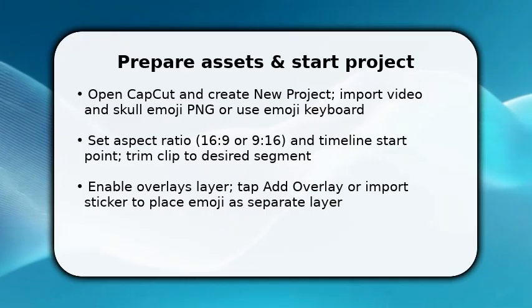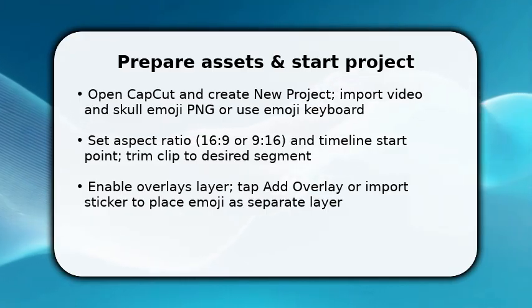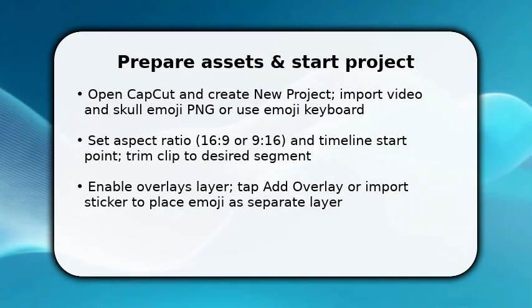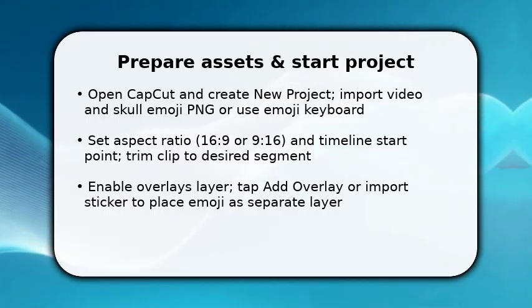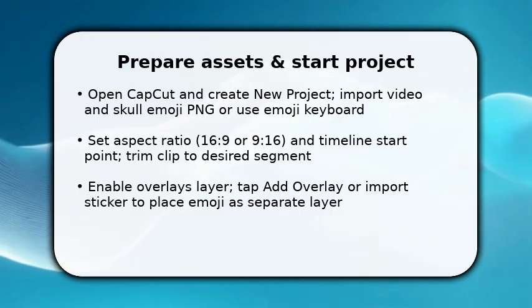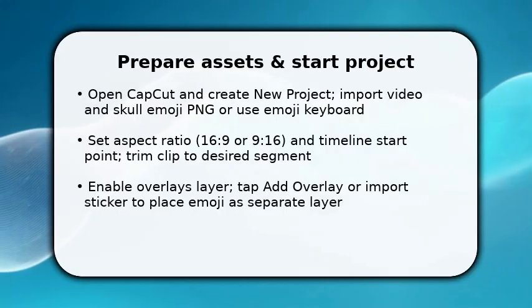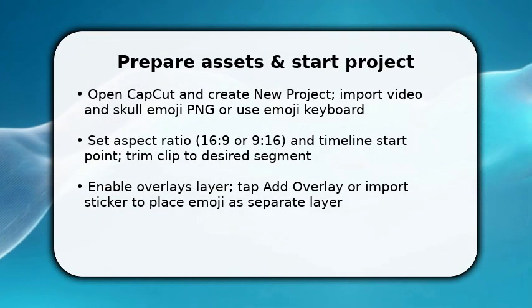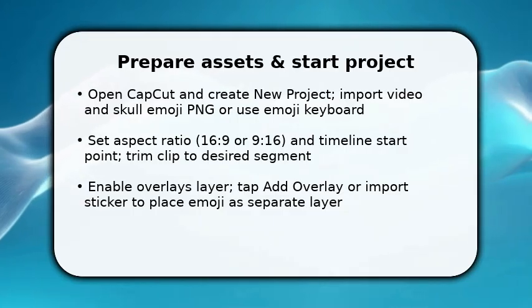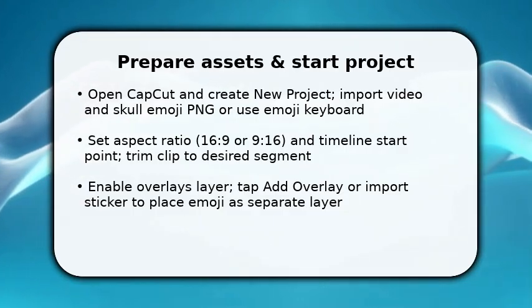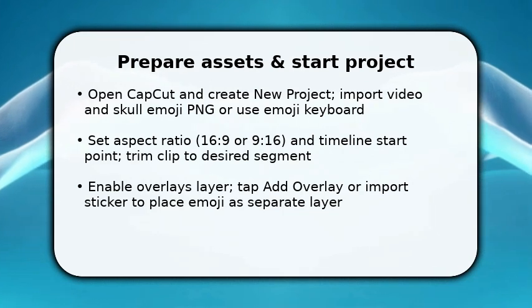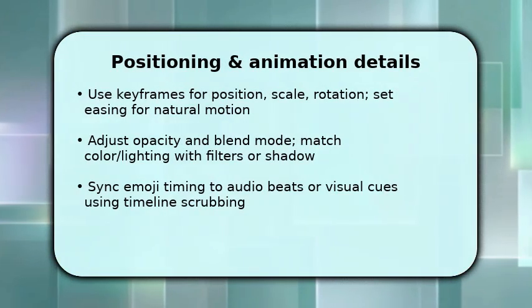You start by importing both your main clip and a skull emoji asset so you can treat the emoji like a movable overlay. Once done, set the project aspect ratio and trim the clip so your emoji timing feels intentional. This saves re-editing later. Make sure to add the emoji as an overlay or a sticker layer rather than baking it into the footage. Doing this gives you independent control of scale, position, and motion, which is essential for smooth animation and precise timing.